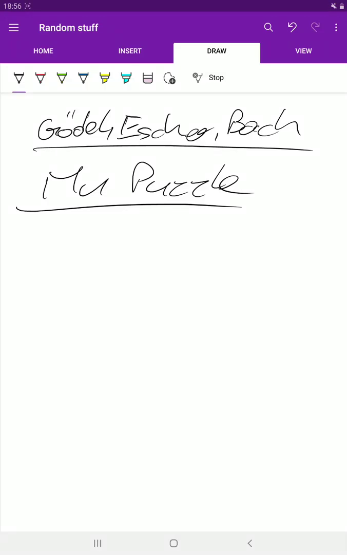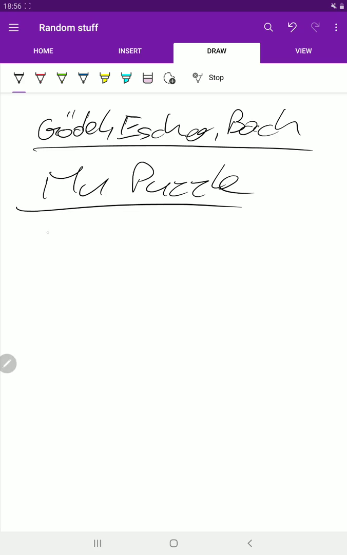This time we'll solve the MU puzzle from the book Gödel, Escher, Bach. And yeah, this is just a little fun exercise. Nothing too hard, but let's start.